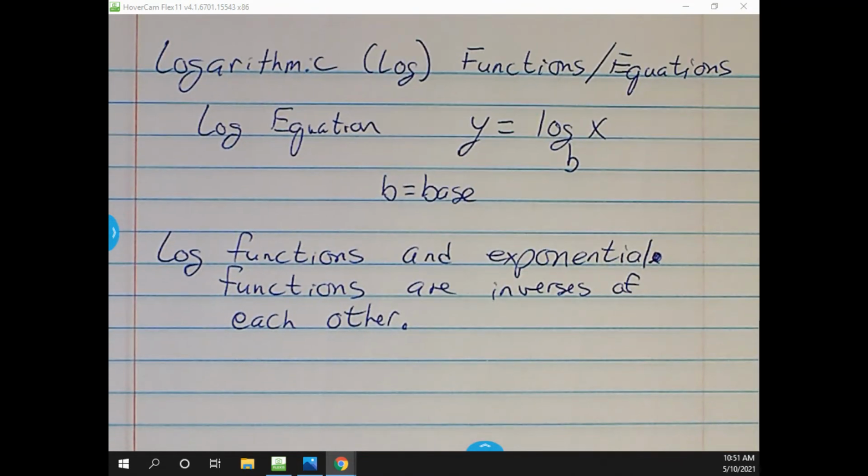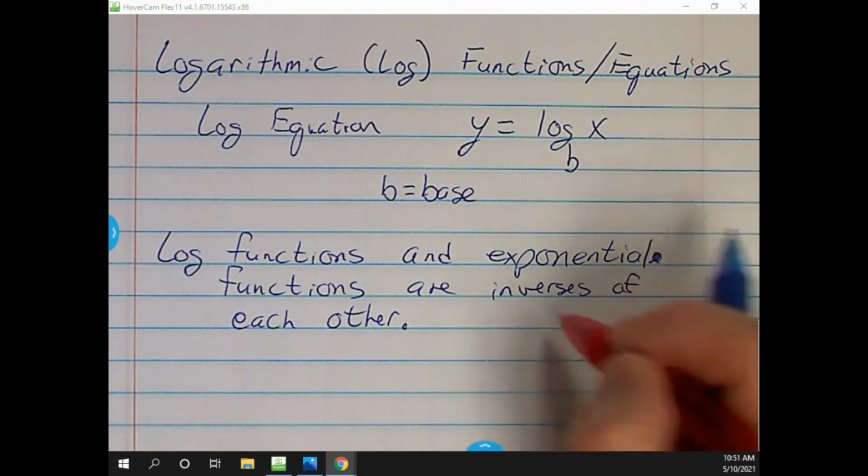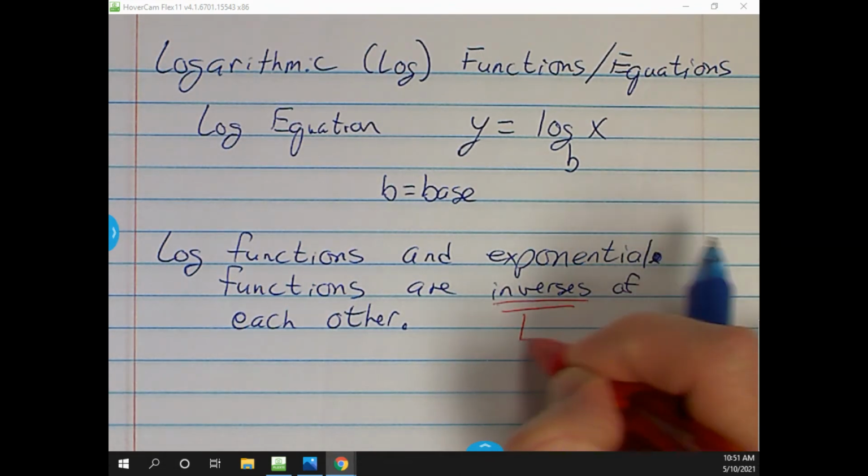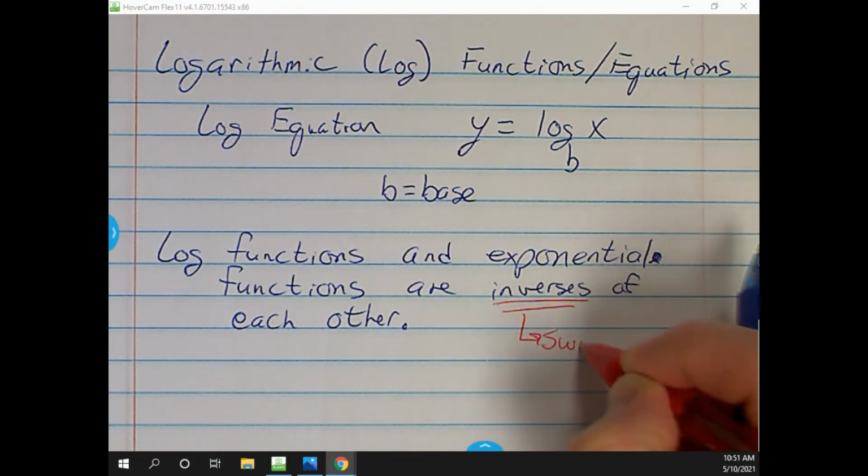Okay, and if you remember when we did inverse functions, it's been a few weeks ago, the big thing with inverses, when we were working through these, is that this is where you have to switch the x and the y.